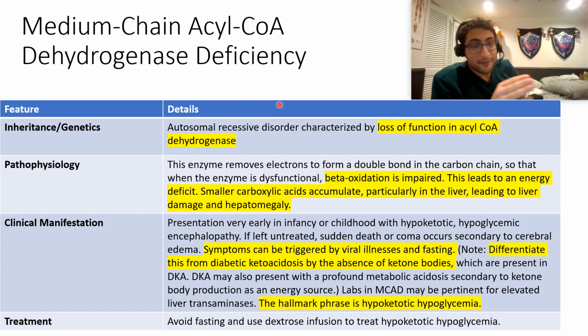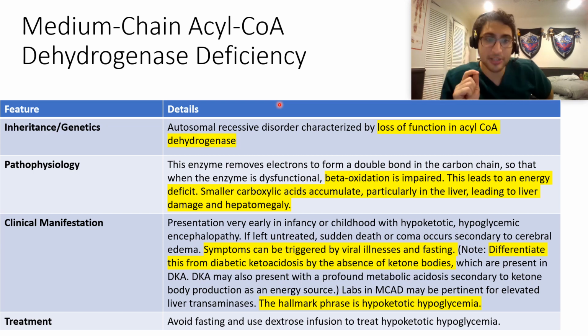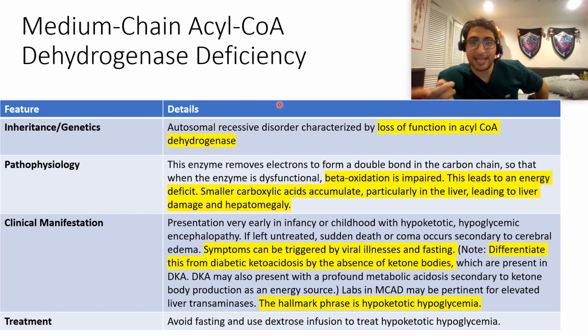The only way you can differentiate this from diabetic ketoacidosis is by the absence of ketone bodies. It might not be the only way, but it's a good way to differentiate it, because DKA might present with a profound metabolic acidosis secondary to the ketone production. And in MCAD, you're going to have some elevated liver transaminases. The hallmark phrase is hypoketotic hypoglycemia. That might be hyperammonemic. And you're going to avoid fasting. How are you going to treat? You're going to give dextrose, which is basically sugar water that you inject through an IV.